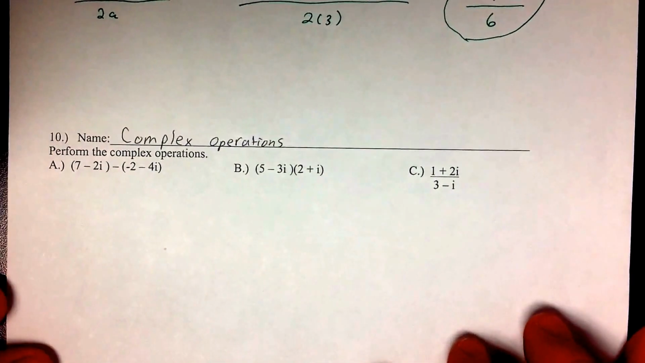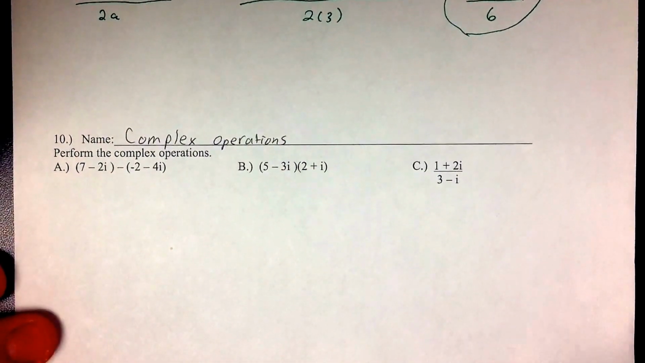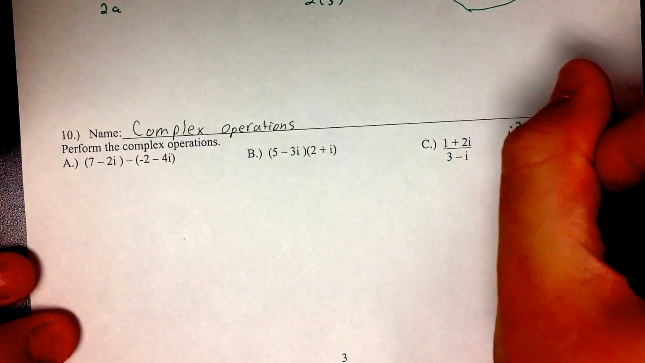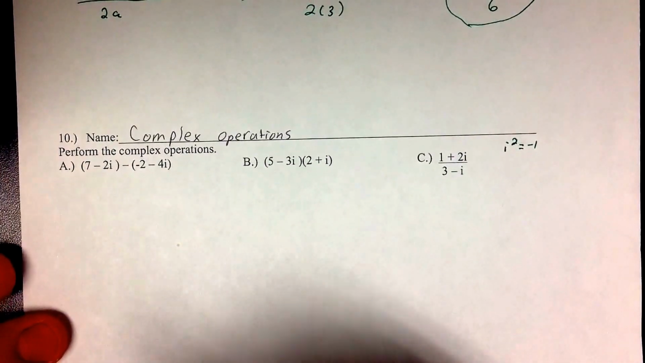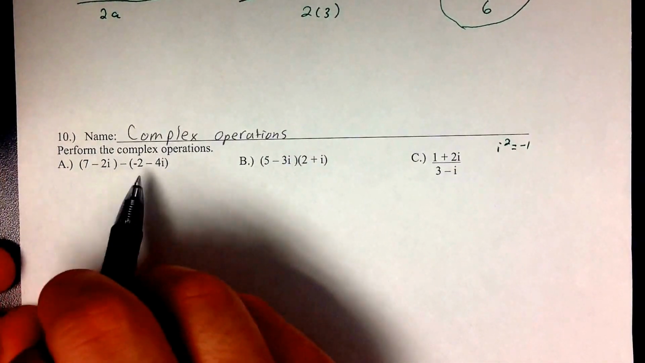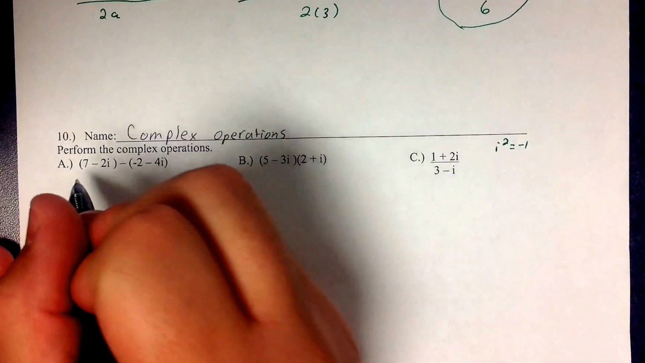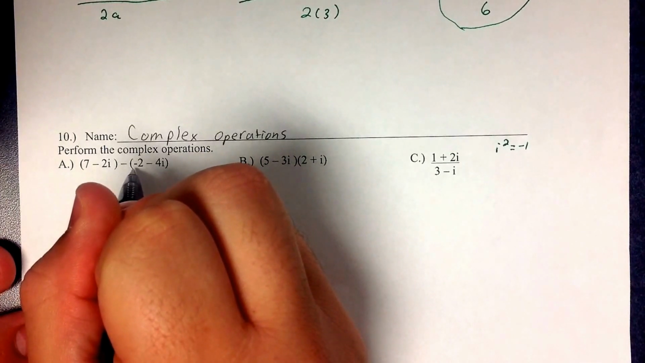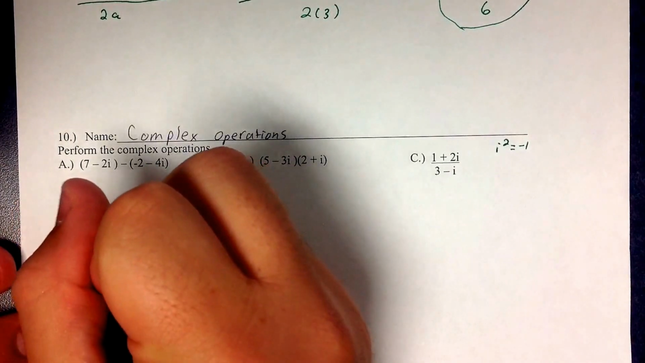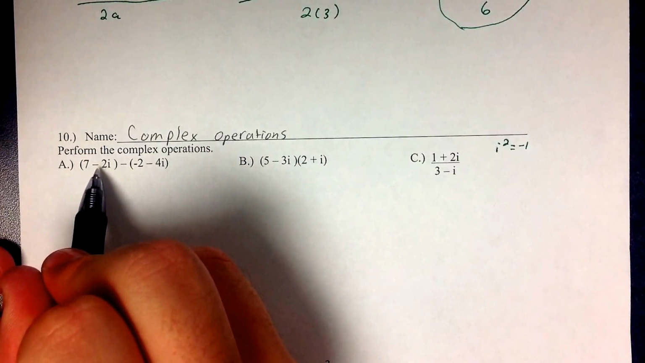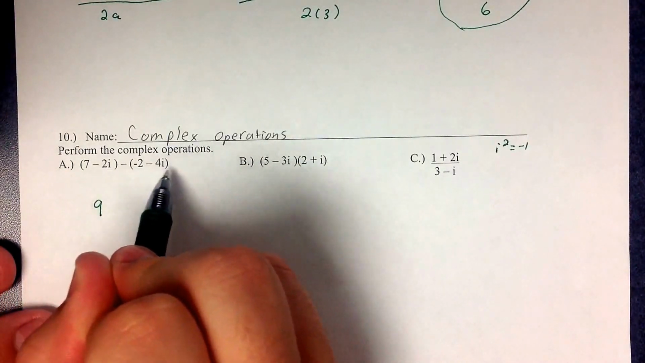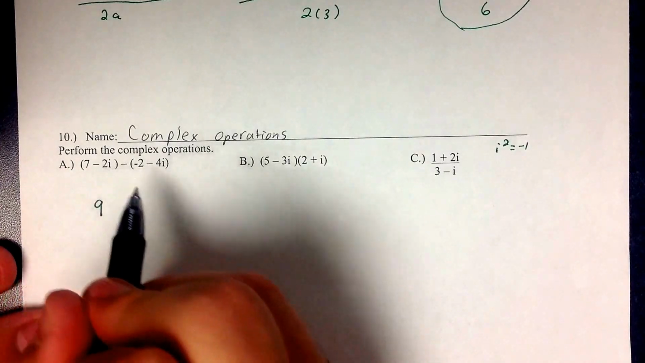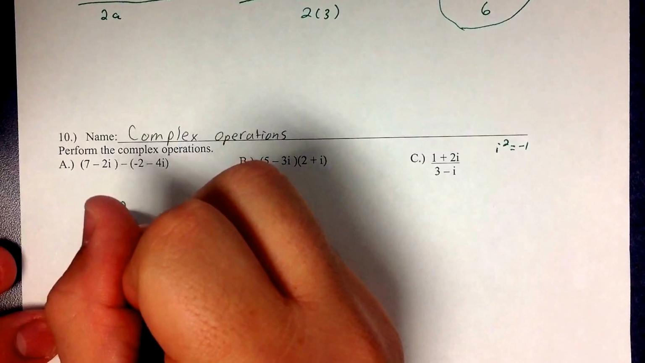Okay, number 10, complex operations. So again, we're using i, and the key thing to remember about that is i squared equals negative 1. But the first part, we're just subtracting two complex numbers. So we got 7 minus negative 2, so minus and negative makes that plus 2. So 7 plus 2 is 9. Here we've got negative 2i minus negative 4i. So again, minus a negative makes that a positive 4i. So negative 2i plus 4i is positive 2i.